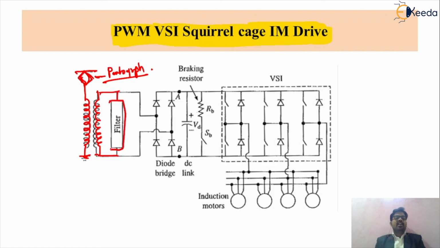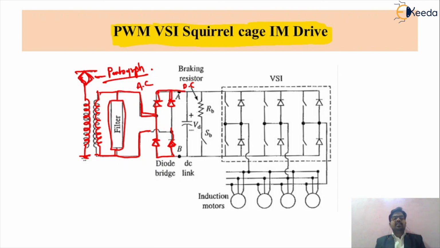Now this is the filter output of the AC supply system, which is given to the diode bridge. What is the purpose of this diode bridge? This diode bridge rectifier converts the AC voltage into a DC voltage. The AC voltage is converted into a DC voltage by means of this diode bridge rectifier.